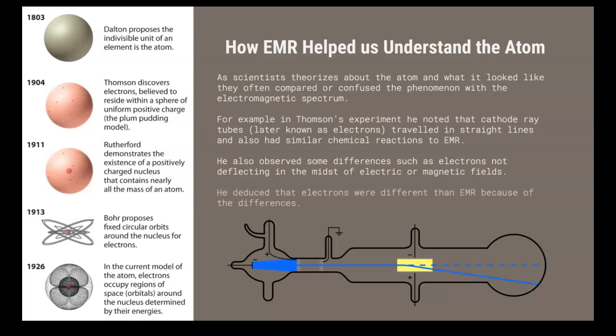Because he noticed this, he decided after his experiment that they must be different things. Electrons are different than any of the EMR spectrum, like visible light or UV radiation or whatever we're looking at. That helped people understand how the atom worked, because if we figure out what an electron is, then we could figure out eventually that it's hanging out in orbitals, and then eventually look at more specifics to do with the different structure of atoms.